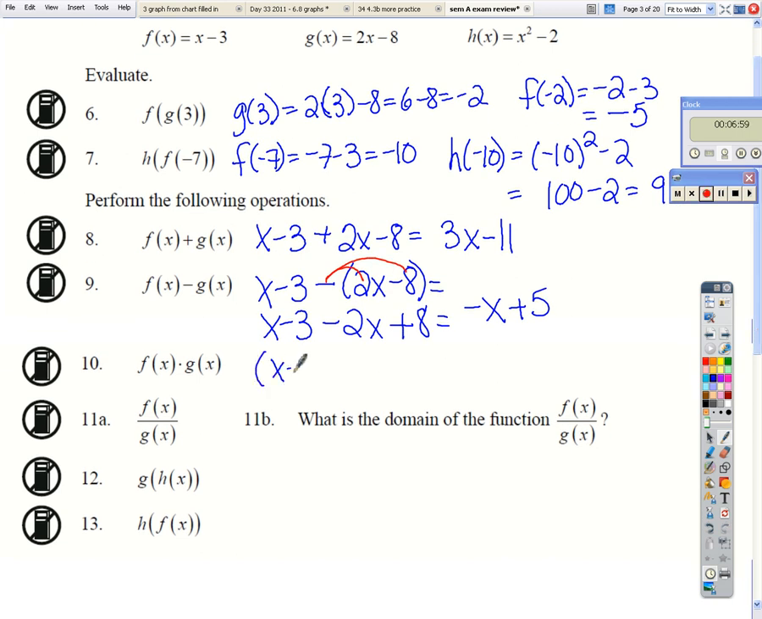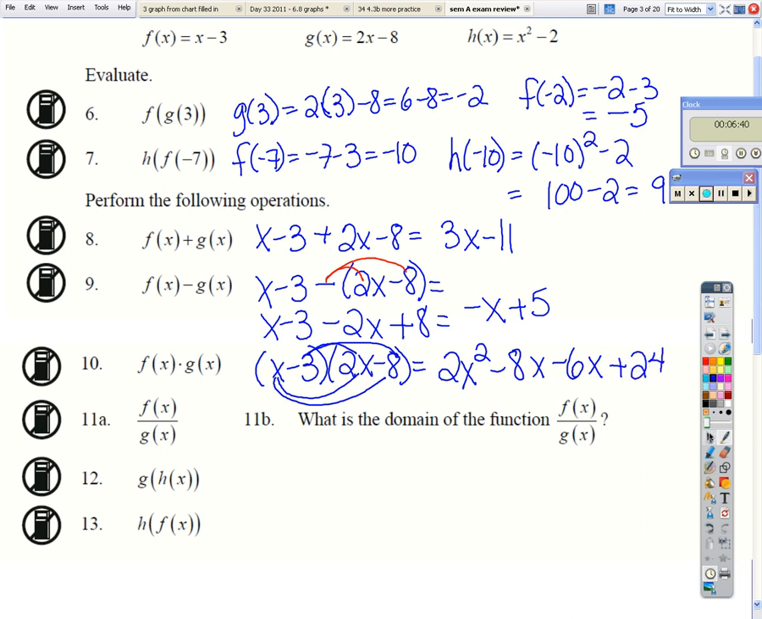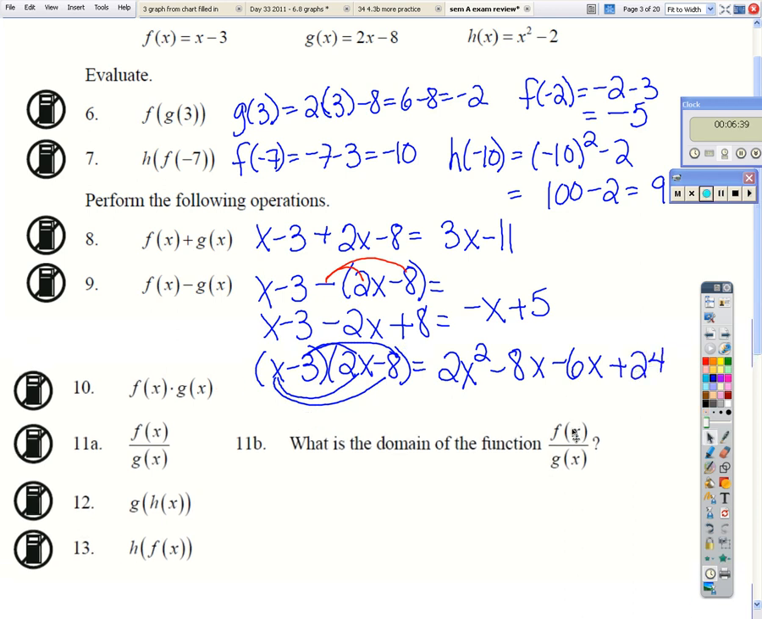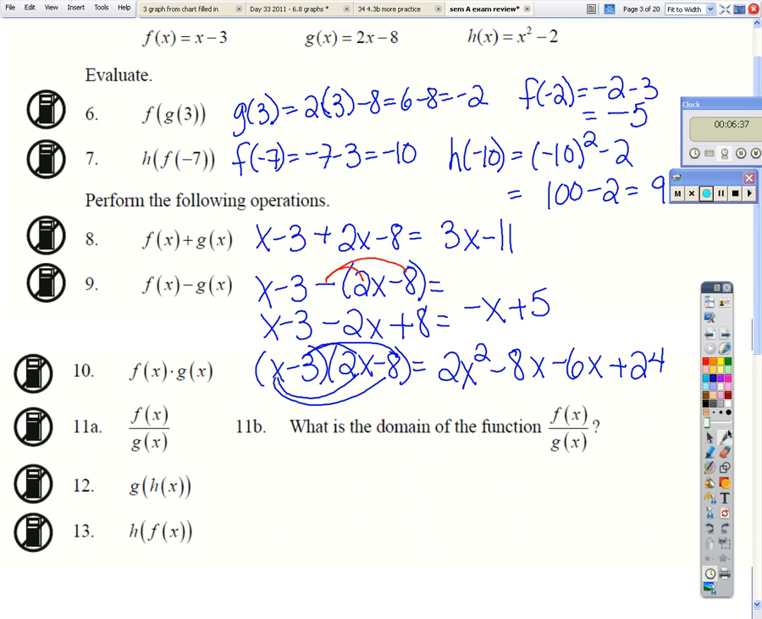Okay, to multiply, we have to distribute everything. So x times 2x is 2x squared, and x times -8. -3 times 2x, -3 times -8. And then as a last step, you're going to combine like terms here.